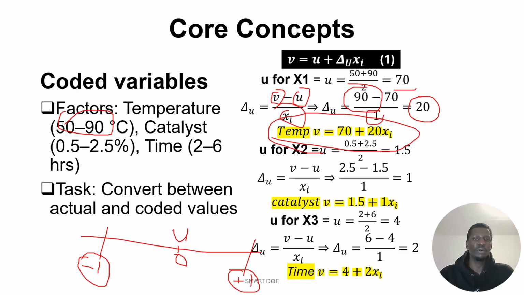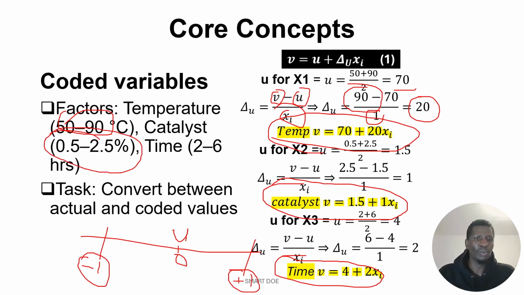If you do the same for x2 and x3, which are catalyst and time, we are going to have various equations which you can use to convert their real values to coded values. So using this equation, can you convert the temperature, let's say 60 degrees, 70, 80 degrees for temperature, then 1%, 1.5%, and 2% for catalyst.